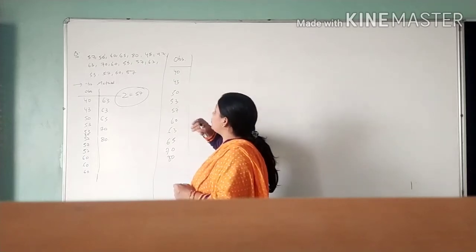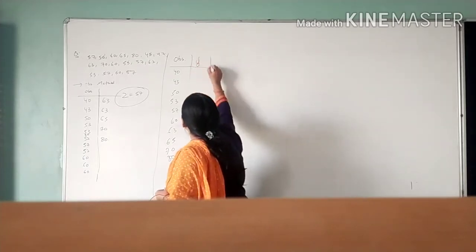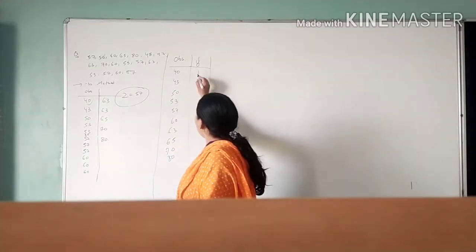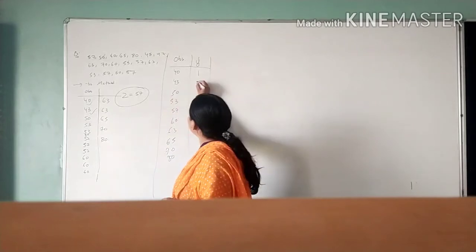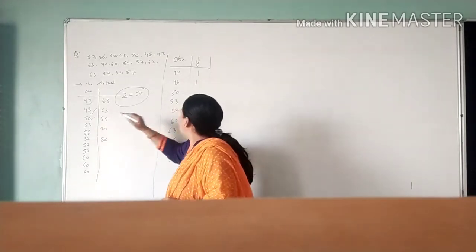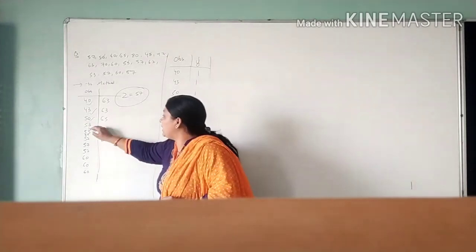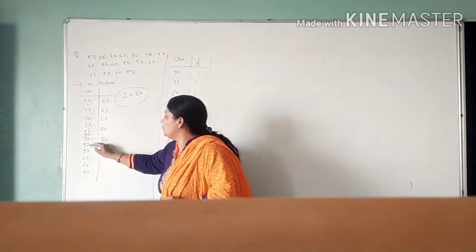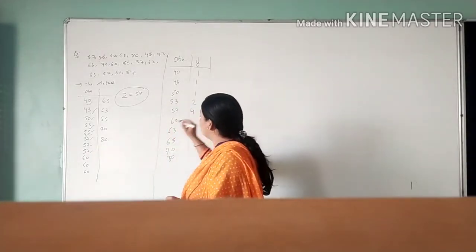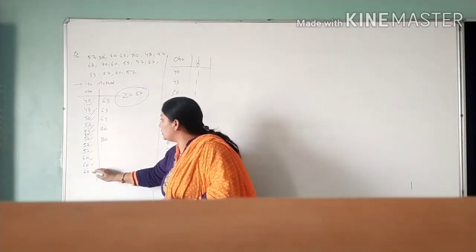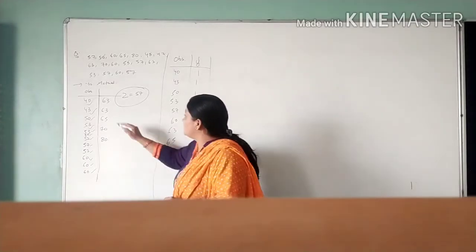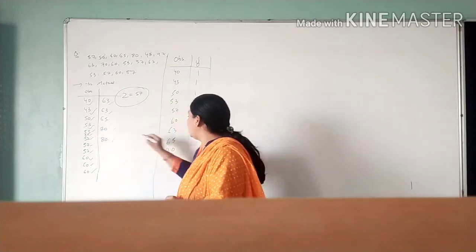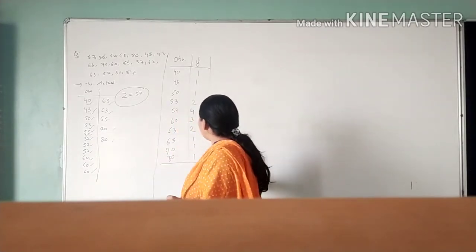Clear? Now just observe that how much frequency is there. 40 how many times? Only one time. So 1. 43 only one time, only 1. 50 only one time, so 1. 53 1 2. So here write down 2. 57 1 2 3 4. So write down 4. 60 1 2 3. Write down 60 3 times. 63 2 times. So write down 2. 65, 70 and 80, 1 each. So 1 1 1. You just write down.